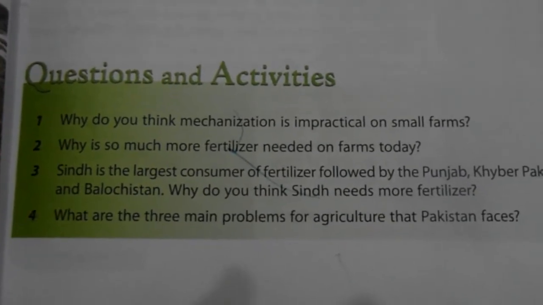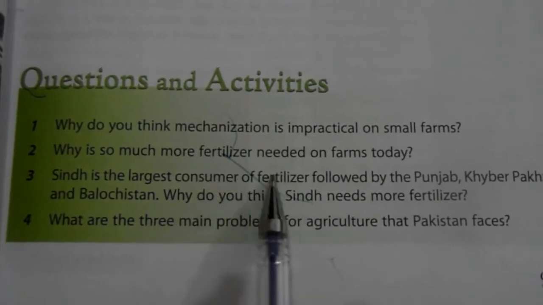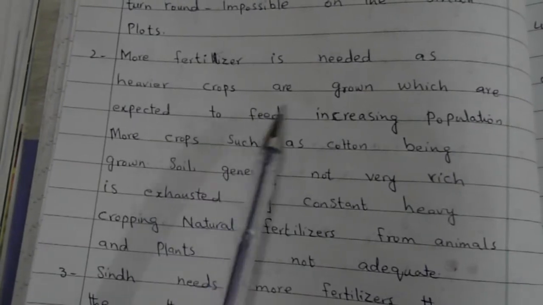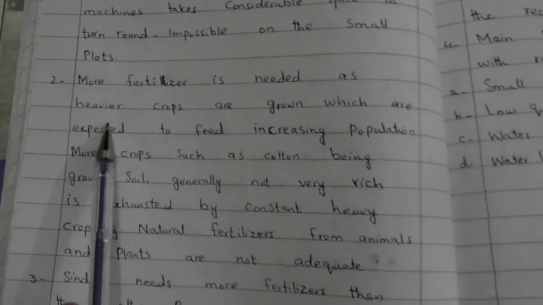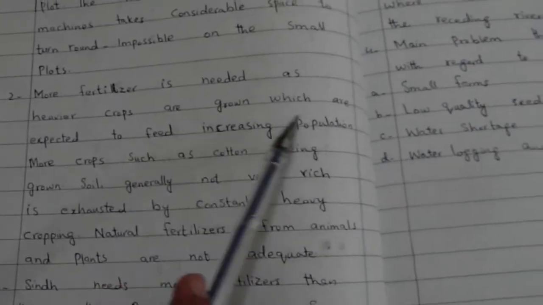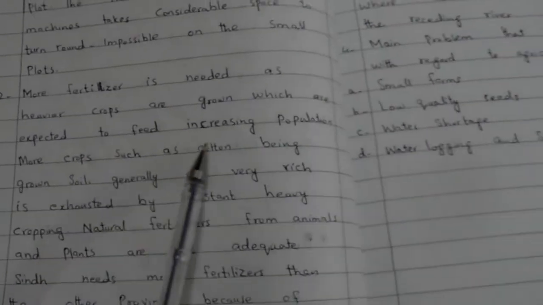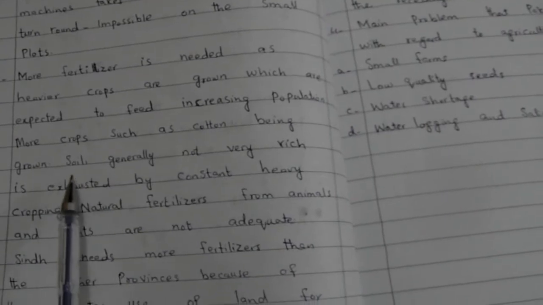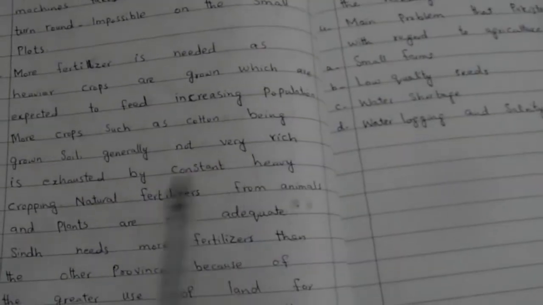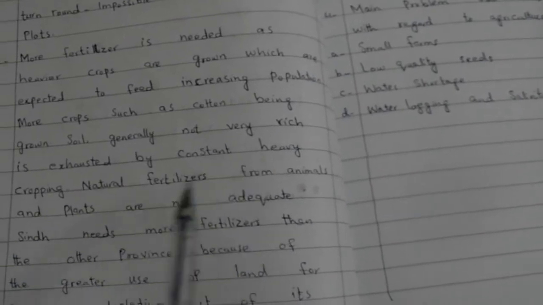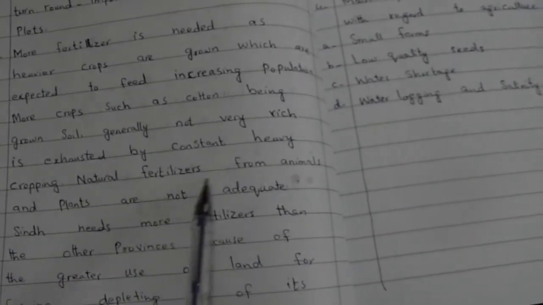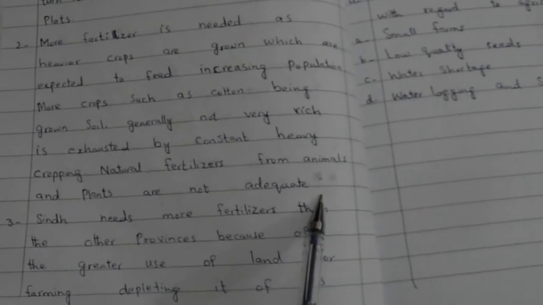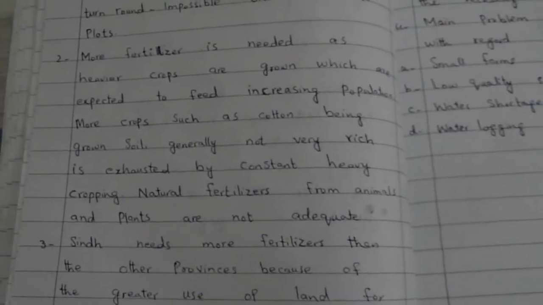Question number 2 is, why is so much more fertilizers needed on farms today? And its answer is, more fertilizer is needed as heavier crops are grown, which are expected to feed increasing population. More crops such as cotton being grown, soil generally not very rich is exhausted by constant heavy cropping. Natural fertilizers from animals and plants are not adequate. This is the answer of question number 2.